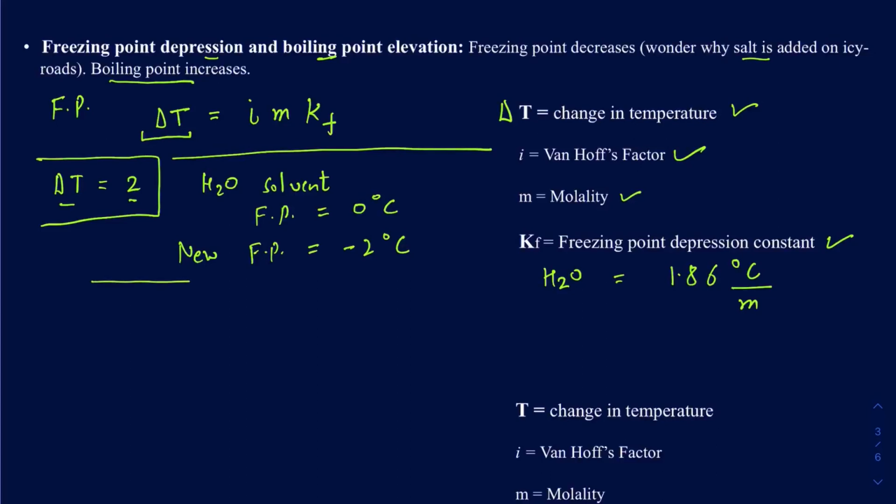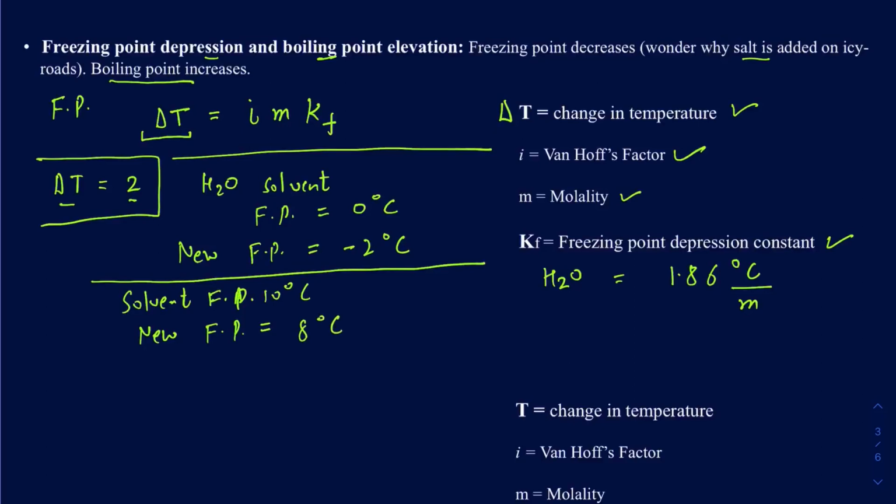If you have another solvent, suppose a random solvent that has a freezing point of 10 degrees Celsius, all right, then what's going to be your new freezing point in that case? Your new freezing point is going to be 2 units below, because your delta T came out to be 2, so it's going to be 8 degrees Celsius.